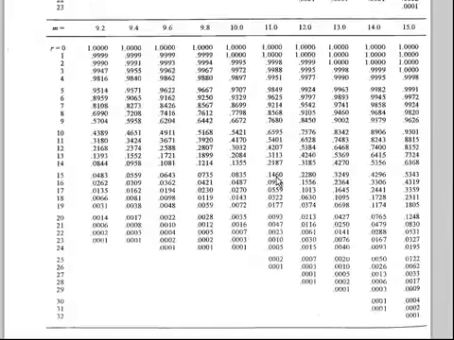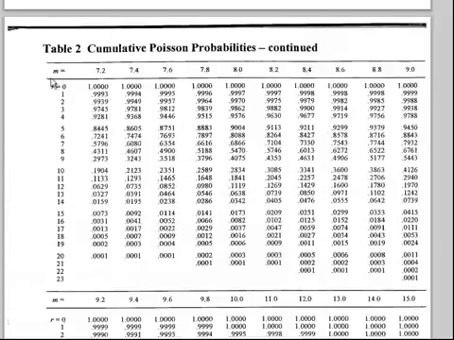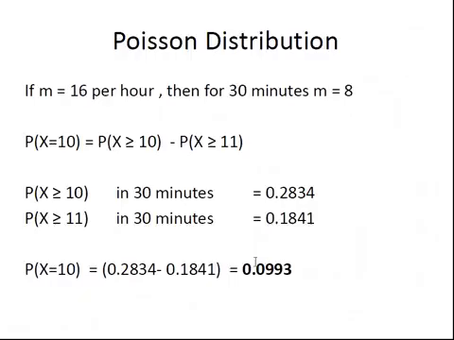First off, we have to go back to where m is equal to 8. I'll just scroll back up here. So that's the first thing. We go to m is equal to 8, and we go to 10 or more, 0.2834, and 11 or more, 0.1841. The difference between the two is the probability of x being exactly equal to 10. And as I put on the slide, the answer is 0.0993, just slightly short of 10% probability.